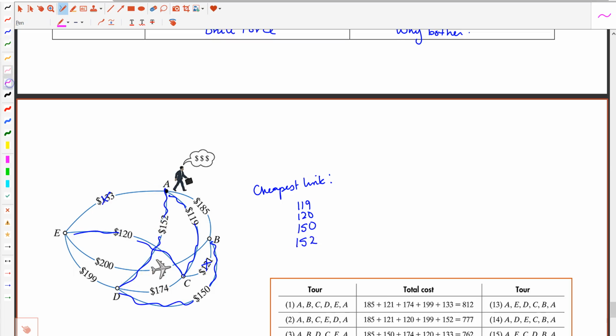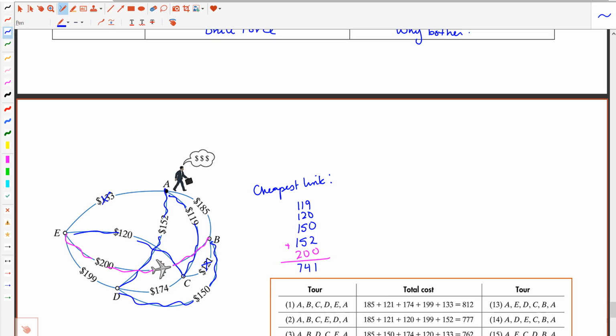Now at this point in time, I just need to close up my circuit because I have 5 vertices here and I already have 4 edges. So the edge to close up this circuit would be this 200. Overall then, I get a weight for the cheapest link algorithm of 741.